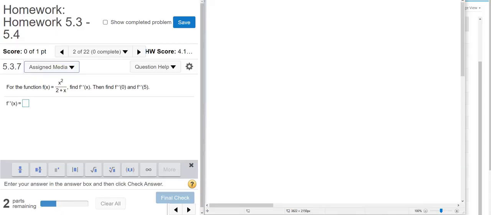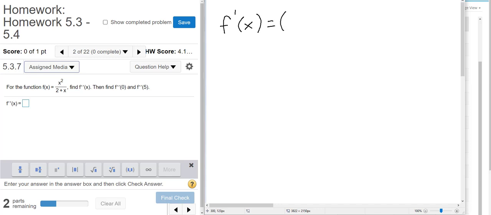Number 2, for the function f of x equals x squared over 2 plus x, find f double prime of x, then find f double prime 0 and f double prime 5. So find the second derivative, that is the derivative of the derivative. So we have to start with the first derivative, and it's the quotient rule.